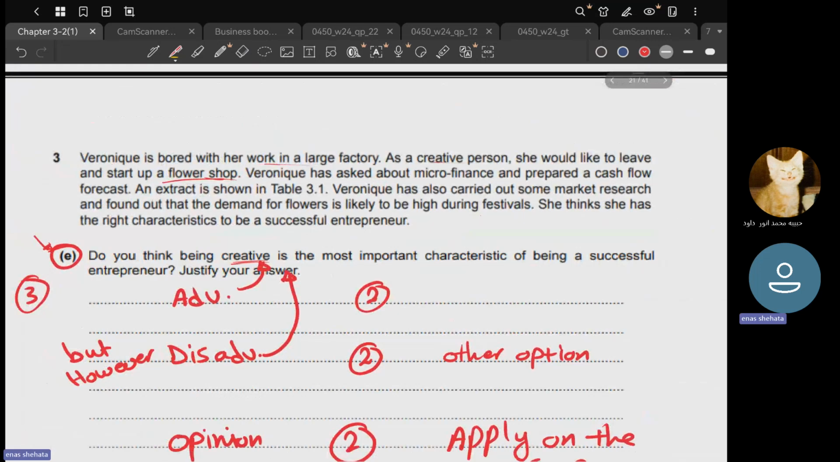Vernick is bored with her shop in a large factory. As a creative person, she would like to leave and start up a flower shop. Vernick has asked about microfinance and prepared a cash flow forecast. An extract is shown in Case A. Vernick has also carried out some market research and found out that the demand for flowers is likely to be high during festivals. She thinks she has the right characteristics to be a successful entrepreneur.